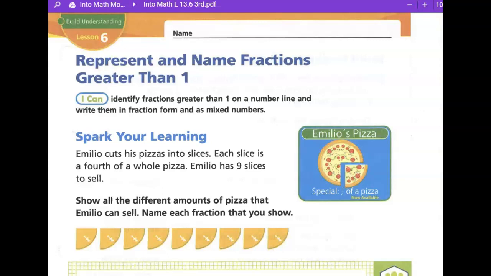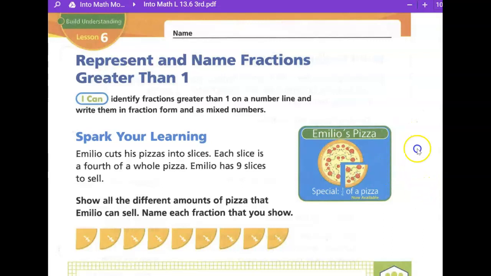Okay, today we're looking at lesson 13.6, represent and name fractions greater than 1. So we're going to have fractions where the numerator is going to be larger than the denominator. So let's get started with the I can statement. I can identify fractions greater than 1 on a number line and write them in fraction form as mixed numbers.